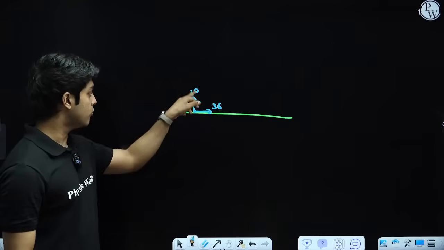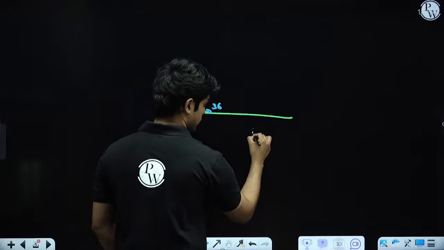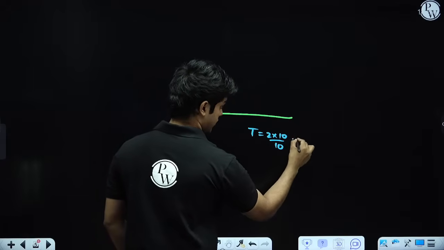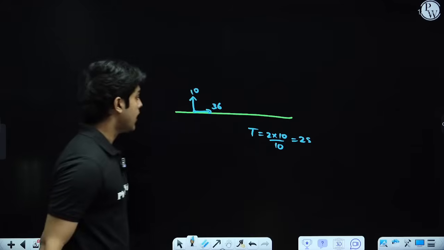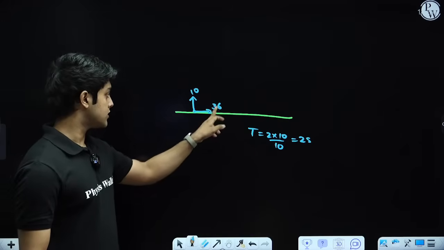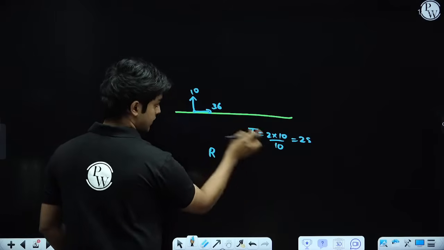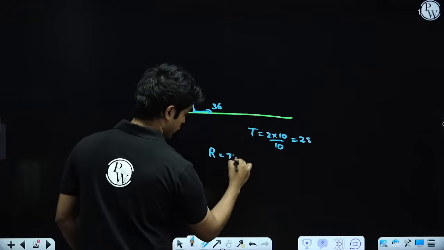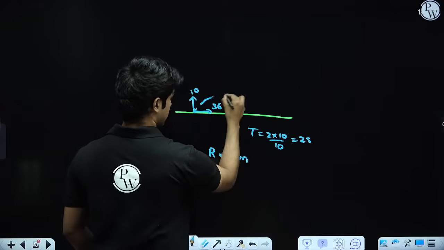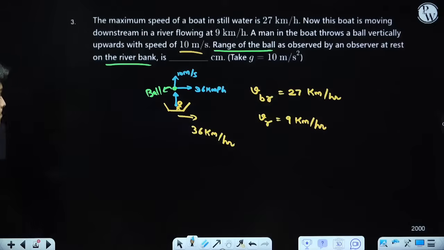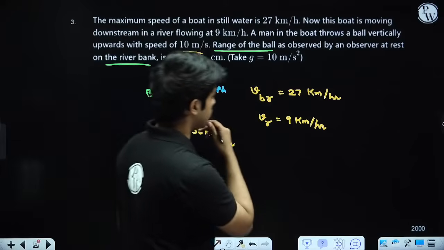Okay, so we can easily find out the time of flight. Time of flight is 2 times uy divided by g, which is 2 seconds. And once we have the time of flight, the range is ux into time of flight, right? So the range will be 36 into 2, 72 meters. Okay, so that will be the range.